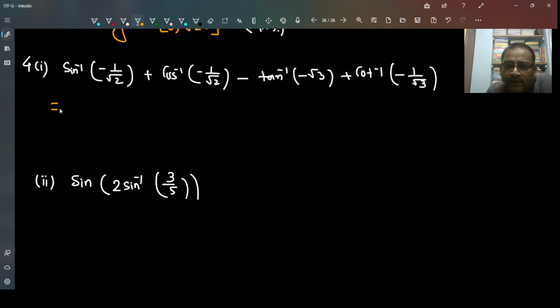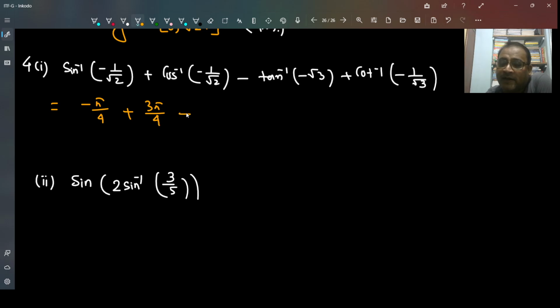Now, you know that the range of the sine inverse x function is minus pi by 2 to plus pi by 2. If I ask you to find the angle for which it is minus 1 by root 2, you simply say it is nothing but minus pi by 4. And for the cos, the range is 0 to pi. So you have to find the angle for which cos theta will be minus 1 by root 2. So it is nothing but 3 pi by 4.